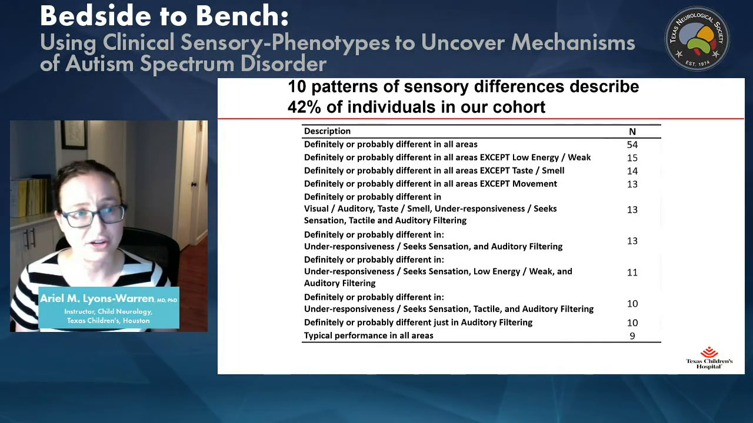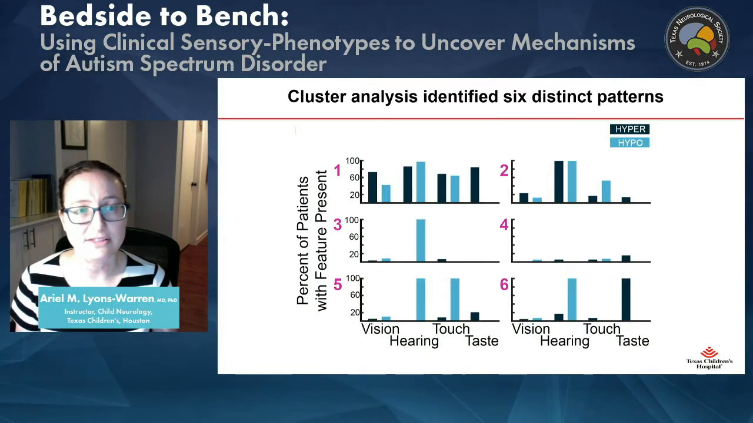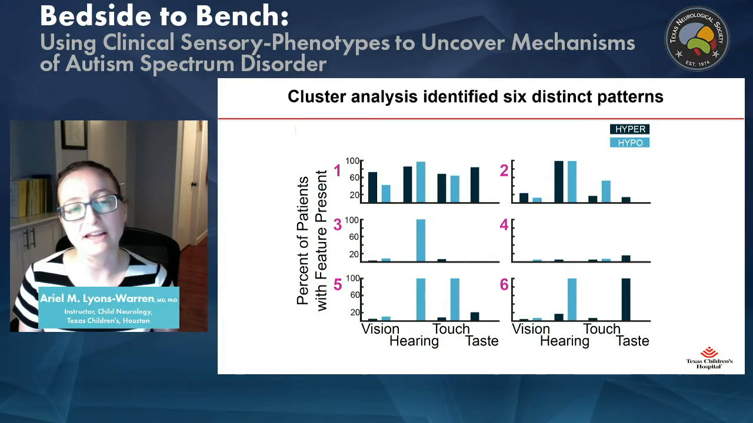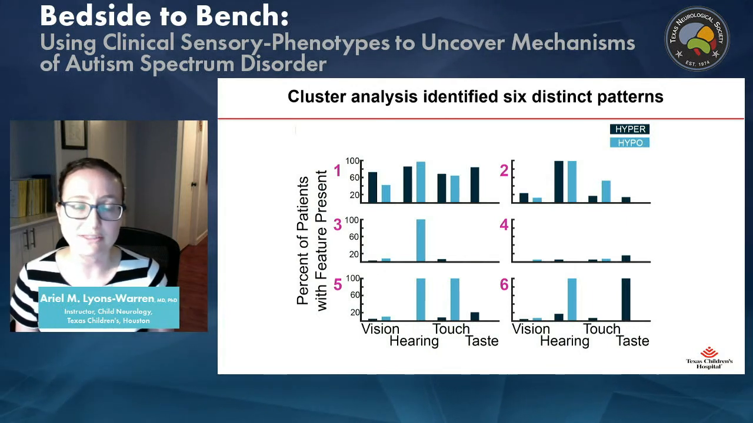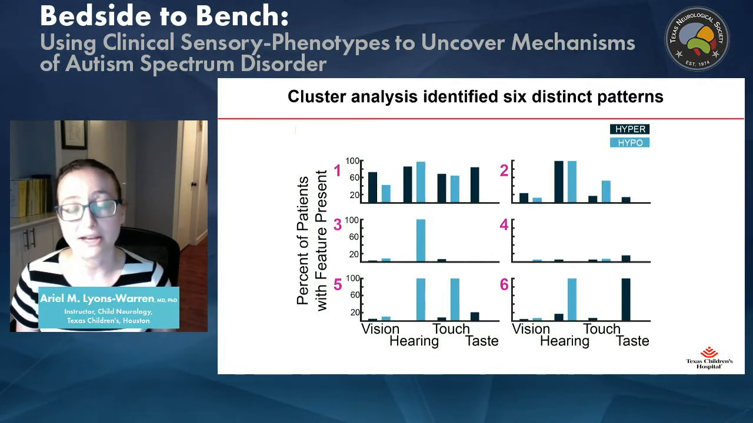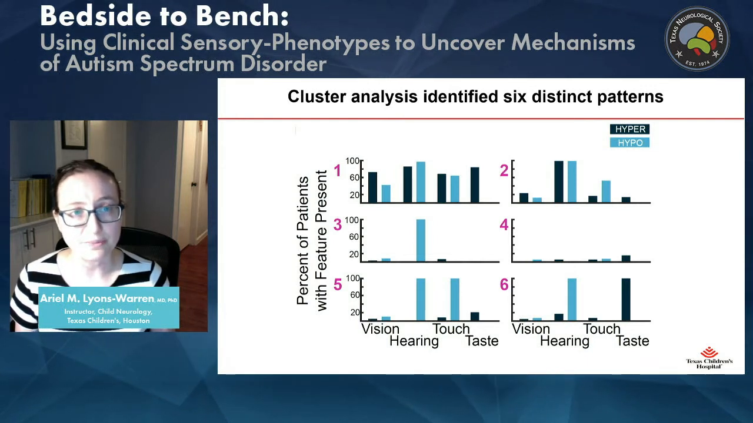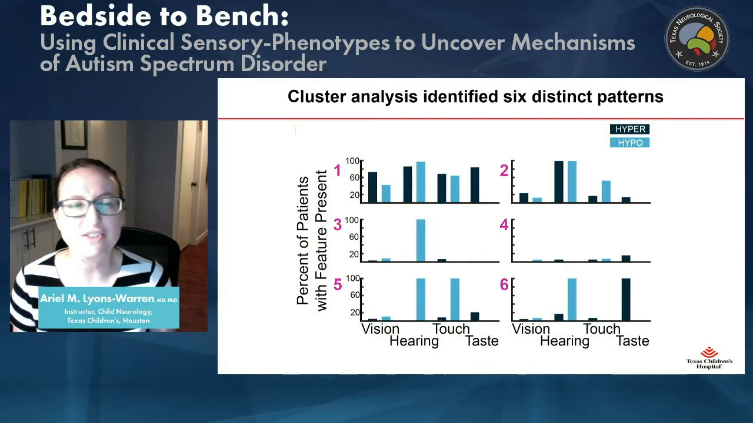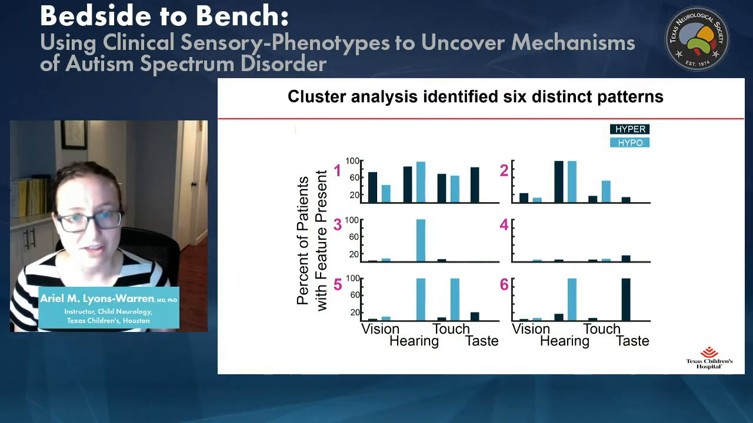We then did a cluster analysis, and in our cluster analysis, we've identified 6 distinct patterns of sensory impairment. So what you're looking at in this diagram, I'm actually showing you a sub-analysis where we looked at hyper and hyposensitivity in these 4 sensory modalities. Each bar graph or each set of bar graphs is a cluster. On the top left, labeled 1, is the cluster that was impaired in all hyper and hyposensitive in all sensory modalities. That's those 54 kids who were impaired in everything.